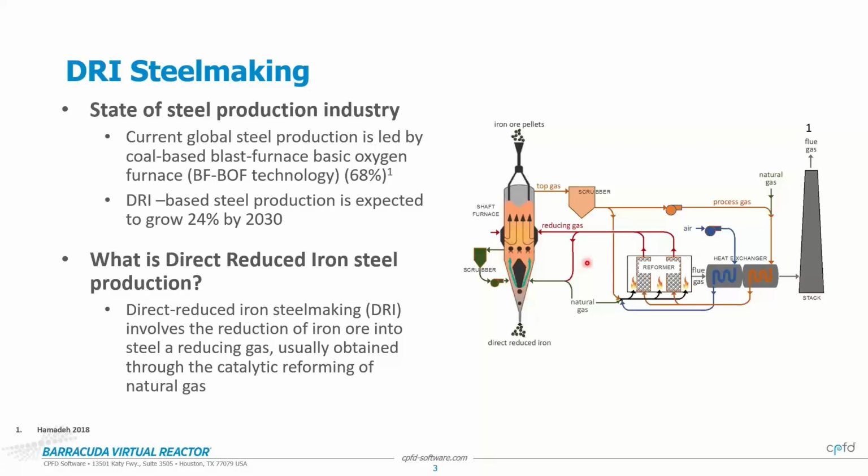Direct reduced iron steel production is the process of converting iron ore or hematite into direct reduced iron using what is called a shaft furnace. In that shaft furnace, these iron ore pellets flow in through the top. They interact countercurrently with a reducing gas where they undergo reduction. That reducing gas is primarily composed of a mixture of hydrogen and carbon monoxide, and typically that comes from the catalytic reforming of natural gas. That's what is described in these units over here.